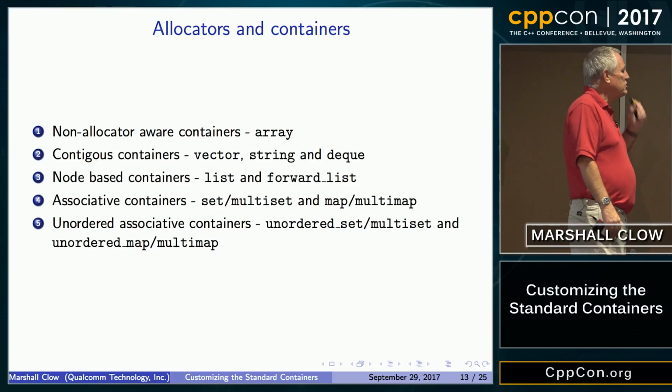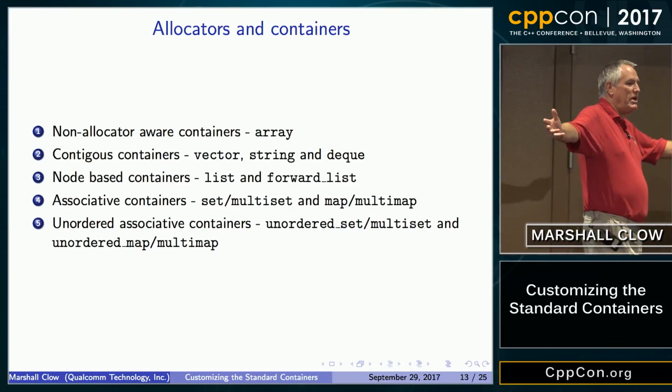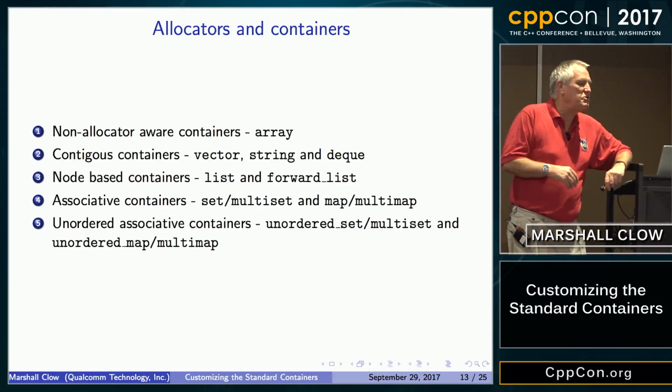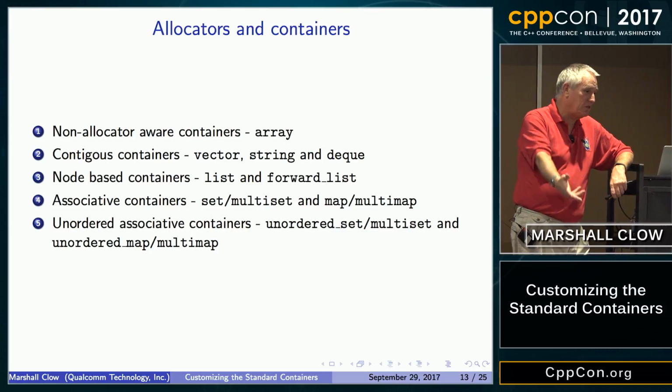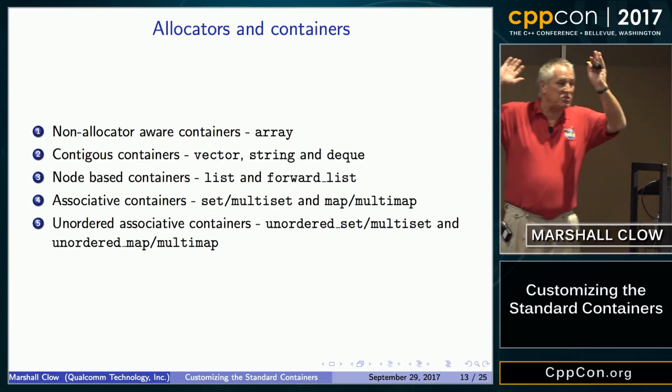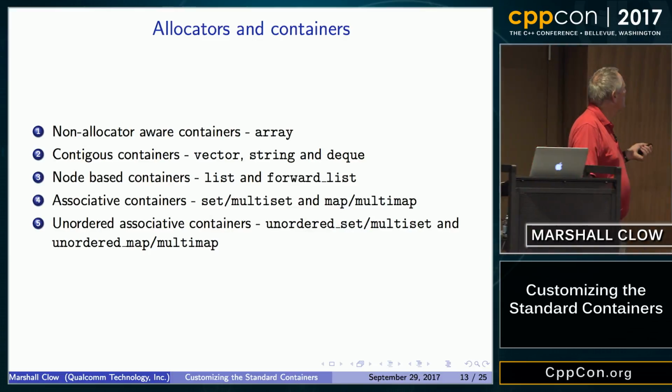Anyway, so let's look through the containers. Let's start with array. Array is the simplest thing. How does array use an allocator? It doesn't at all. Array stores all its elements on the stack, just like a built-in array. It doesn't have an allocator parameter. It's done.